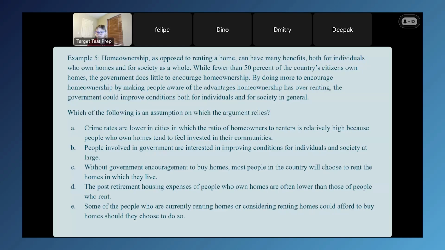Does D count as a benefit that the conclusion is talking about? D is basically saying this is one way that homeownership could benefit individuals, but we already know that that's true. So it's not a necessary assumption because we already know that. It's a trap answer that supports a premise, but we don't need our premises supported. They're fine. We're already taking them as true.